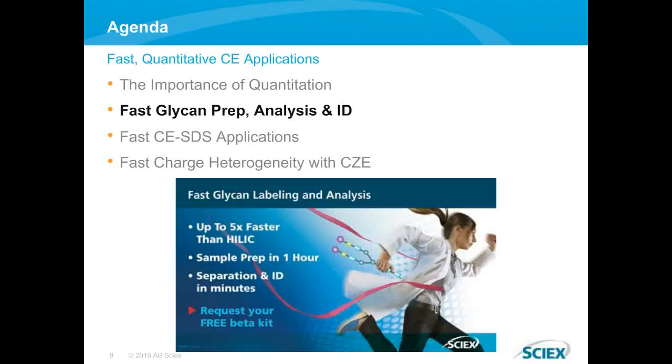So moving on in the agenda, so we've talked about the importance of quantitation, and again, even though we're going to talk about fast applications, we're not necessarily going to talk about losing quantitation. The first one is N-Glycan analysis, and a poll should pop up on your screen, and we would like to get your input on how you do N-Glycan analysis today.